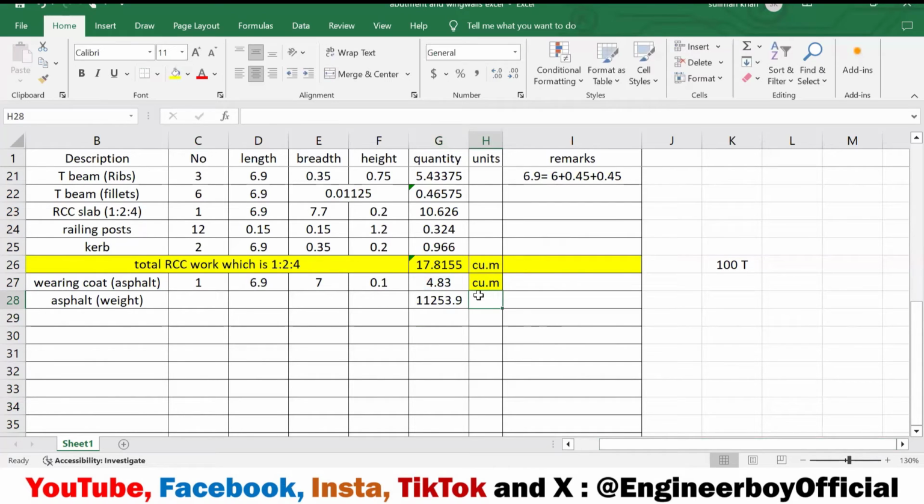Now, in kg, I can say that we need 11,253.9 kgs of asphalt. Very simple, okay? For the same wearing course, you can convert this into tons.